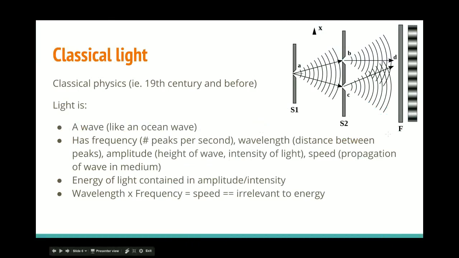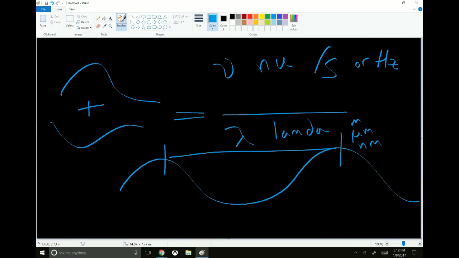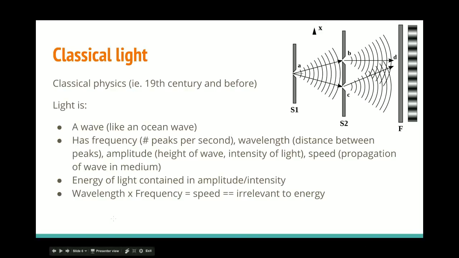So a wave has a frequency, a wave has a wavelength, and a wave has an amplitude. That's the height of an ocean wave or the intensity of your light. So you could have something that's low amplitude or something that's very high amplitude. And finally, you have speed. Okay, the speed of your wave as it travels through the medium.